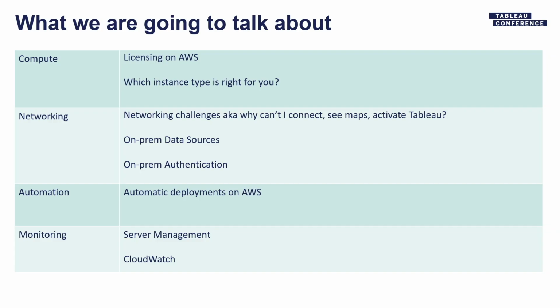And finally, we'll talk about monitoring, which is one of the most important things. The great thing about AWS is that you can start with a small instance and it can scale up and down as you need. But to do that effectively, you need to monitor and understand what your users are doing and what resources you're using. So we'll talk about a couple of ways that you can do that.